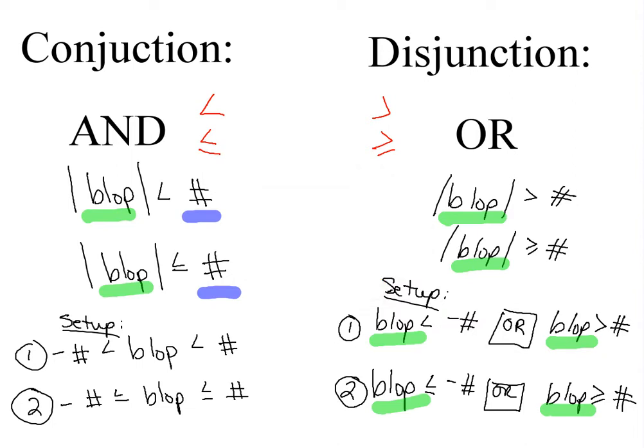Now the setup for these is going to be an OR problem. So first we're going to take away the absolute value bars. We'll have the blop is less than the negative number. That'll be one inequality to solve. And then we're going to solve the other inequality by taking the blop and setting it greater than the positive number. So we're going to take that setup, and the word OR is going to go in between. The other way we could do it would be the similar way, but using the less than or equal to and greater than or equal to symbols. More on this as we take a look at our first example.